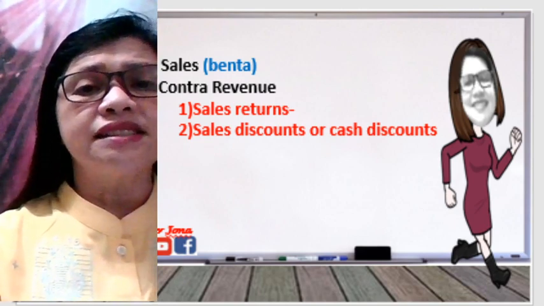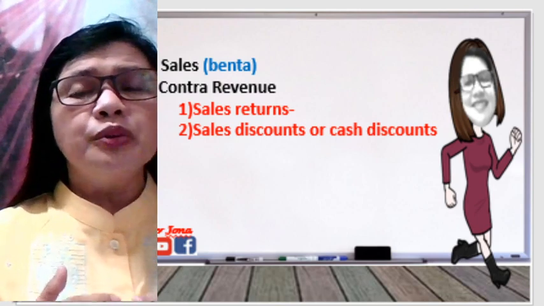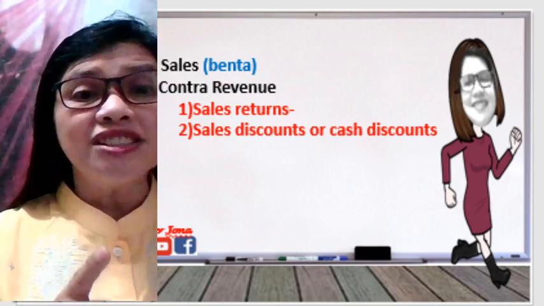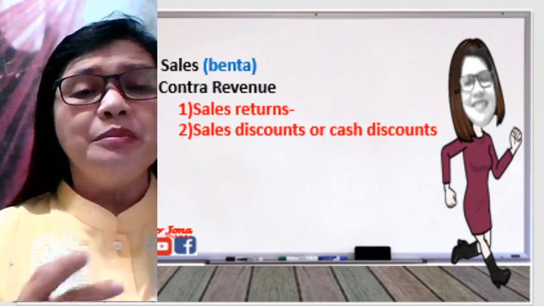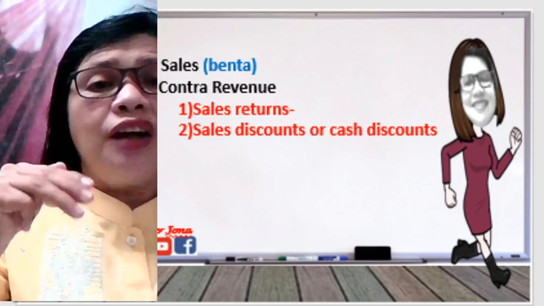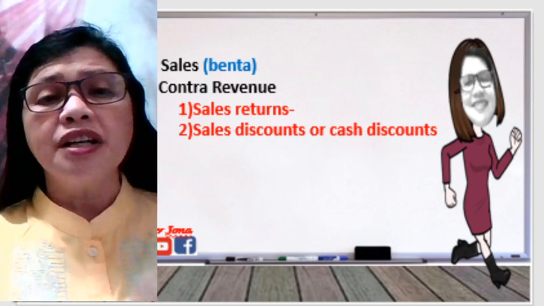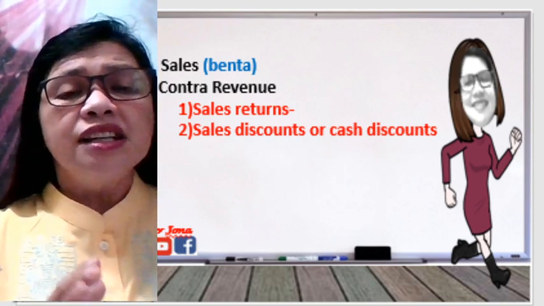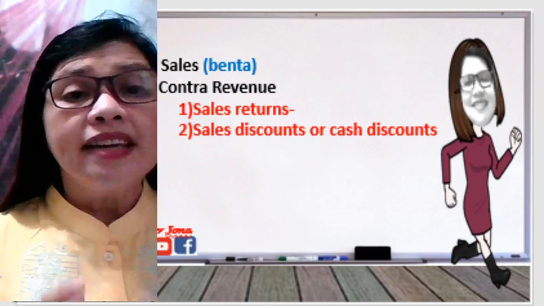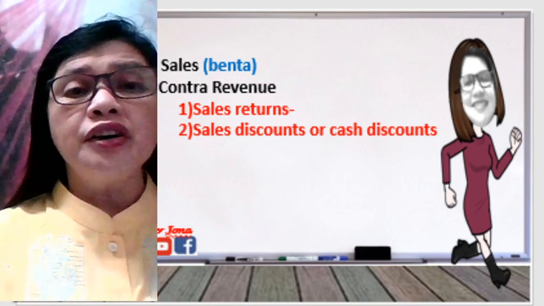Then we have sales discounts. This is an account used when the seller would give discounts or cash discounts to the clients because of prompt payment, meaning they paid before the due dates or even on the due date itself. So there is prompt payment on the part of the clients. This should not be mistaken with trade discounts because trade discounts are given when a customer or a client buys in bulk or in a wholesale.